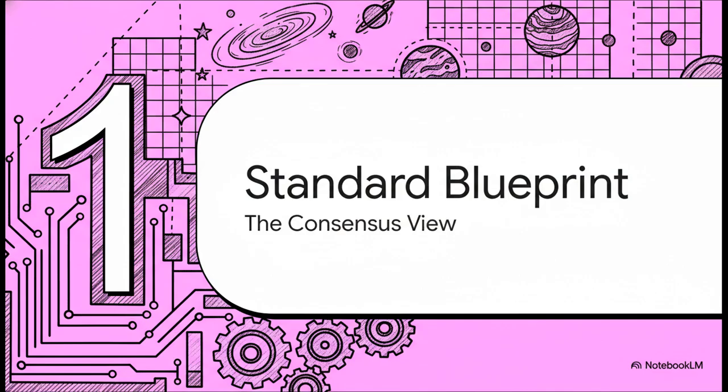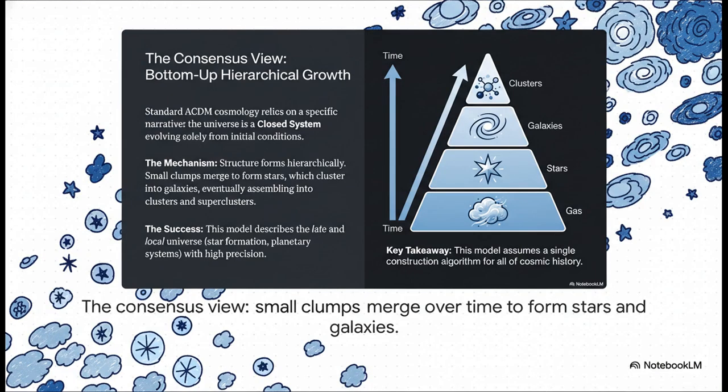All right, so to really get the new idea, we first have to understand the old one. We're going to start with what's called the standard blueprint. This is the consensus view on how the universe was built, a theory that honestly has served science incredibly well for decades. So the core idea has always been something called bottom-up hierarchical growth. It's actually really simple and elegant.